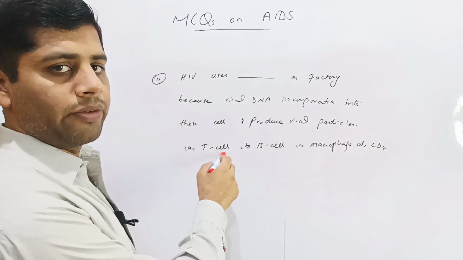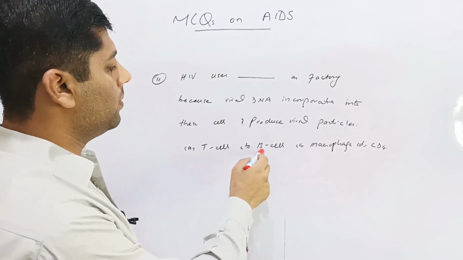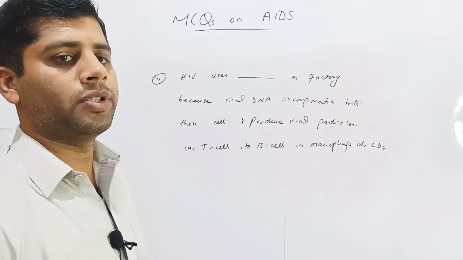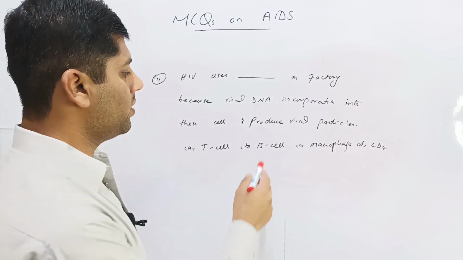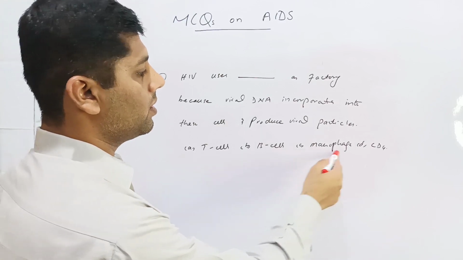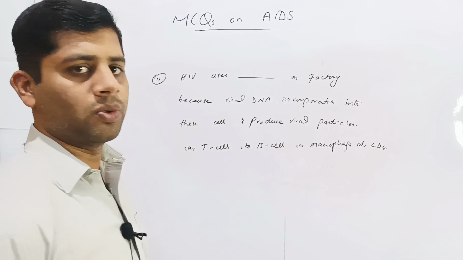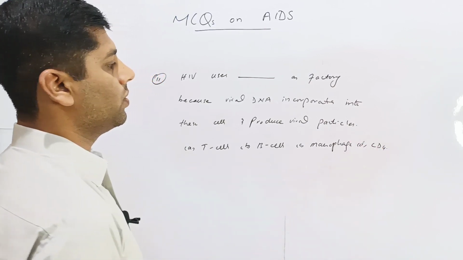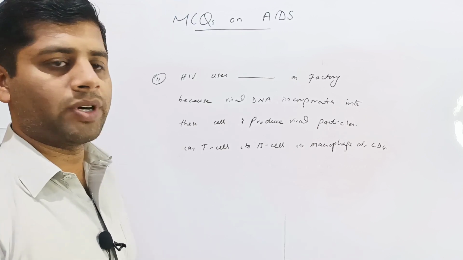T cells are infected by the HIV. B cells are related to the humoral immunity, for synthesis of antibodies, and have no concern with the HIV attachment or synthesis. The macrophages, and last is CD4 molecule. This is the receptor site of the HIV, to which the HIV attaches for infection.